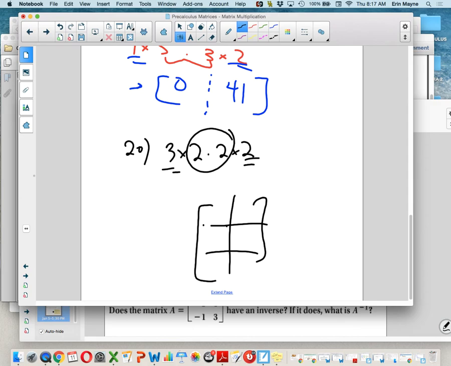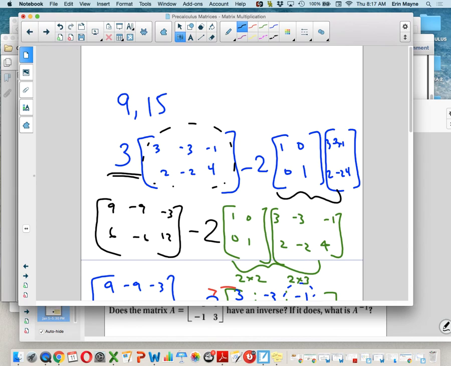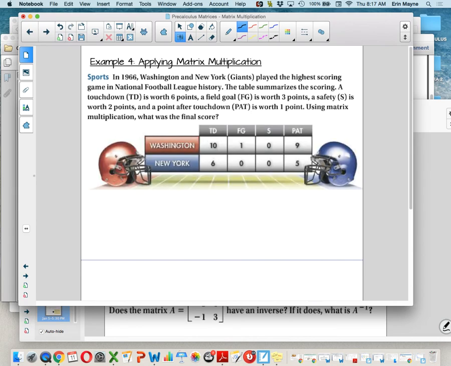Okay. Now, what we want to do is apply this to word problems. Okay? So I want you to turn to what I believe is example 4 in your notes. Example 4 in your 12-2 notes from yesterday, or your matrix multiplication notes from yesterday. And this is where it gets really important that we understand the labeling of rows and columns and what's being multiplied to give me what.